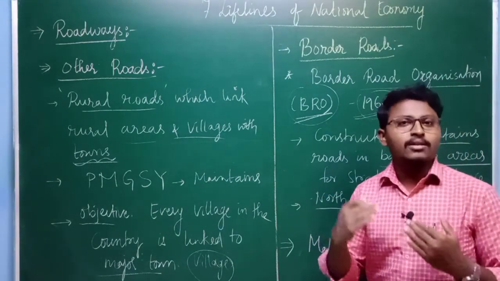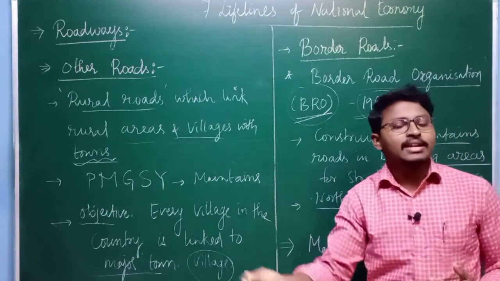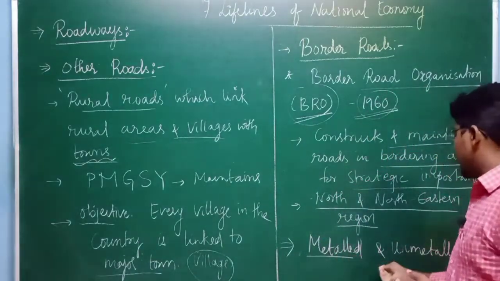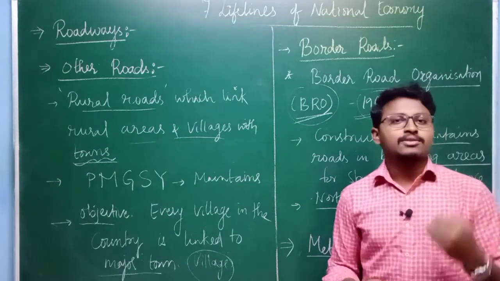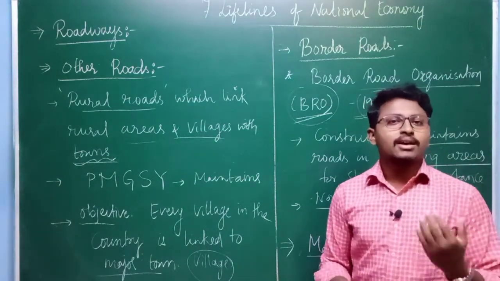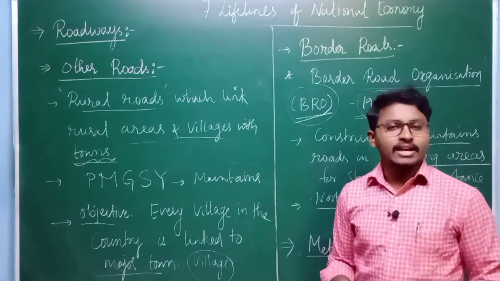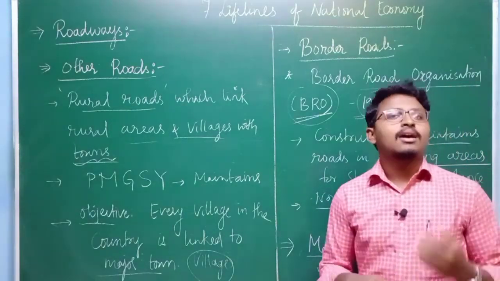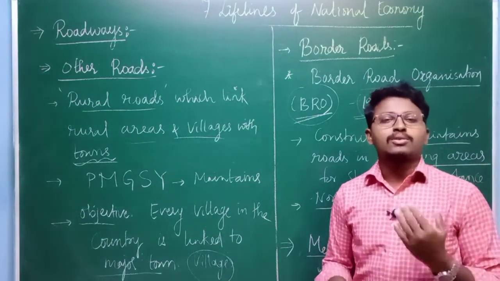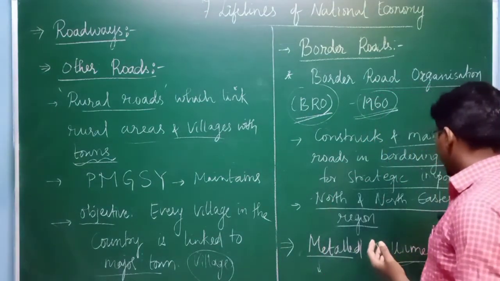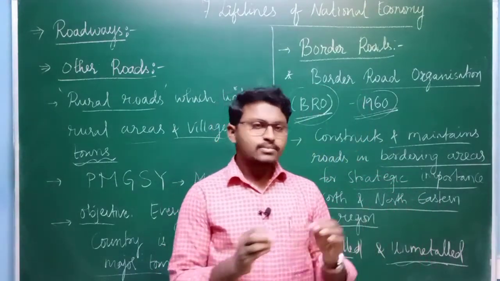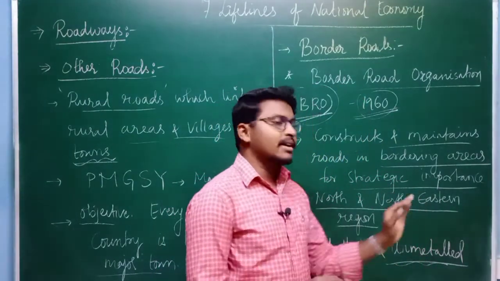And apart from all this, roads can also be classified in two other ways, that is metalled roads and unmetalled roads. Metalled roads can be made of cement, concrete, coal tar, it can be anything. That is why these metalled roads are also known as all-weather roads, whereas unmetalled roads may not be functioning during the rainy seasons. So that is about metalled and unmetalled roads.